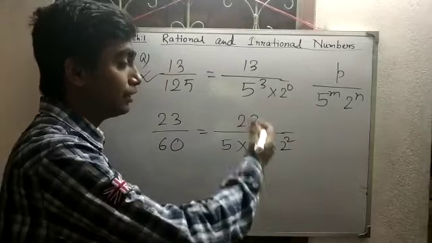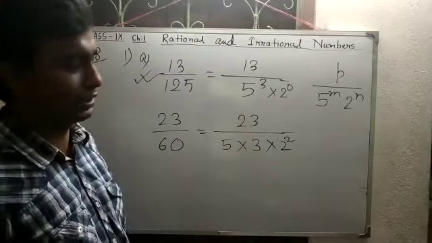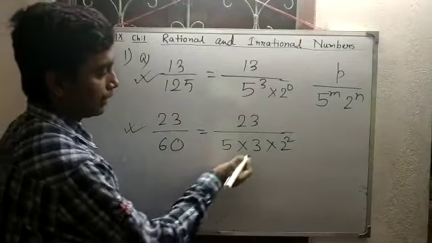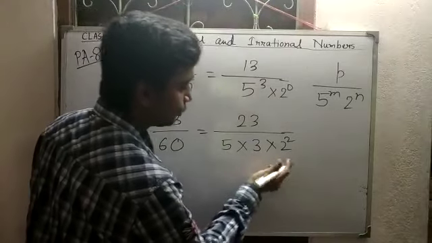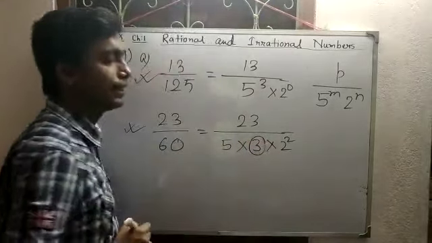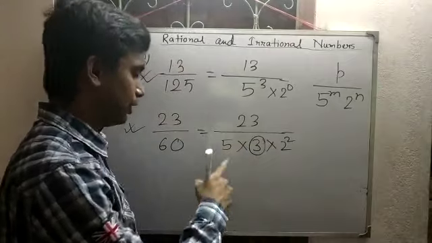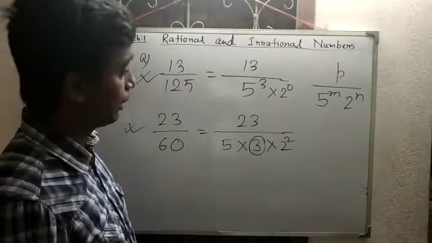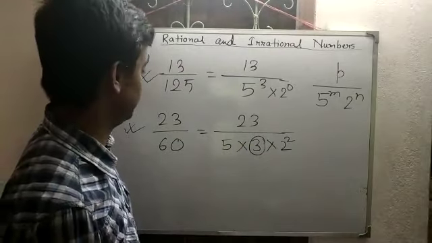You will find some end. And for the next sum, here other than the 5 and 2, here 3 exists. That's why it is non-terminating, or you can say recurring. Okay.